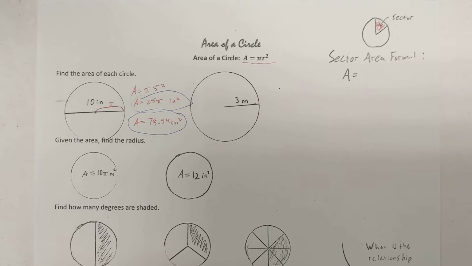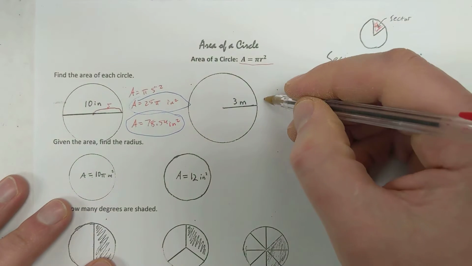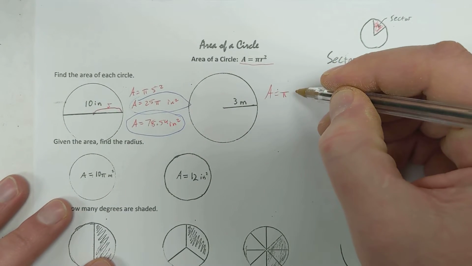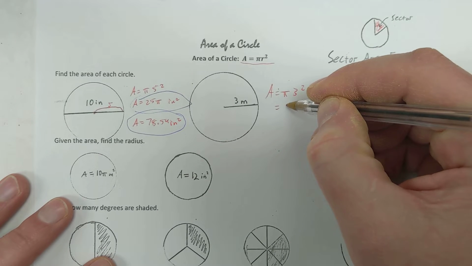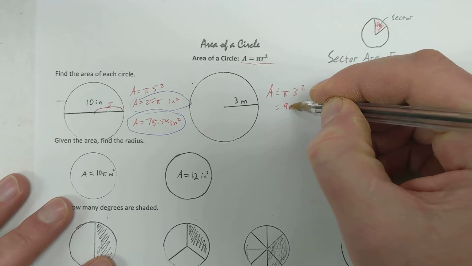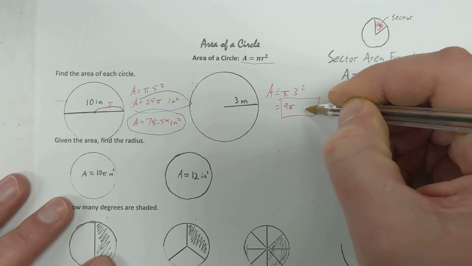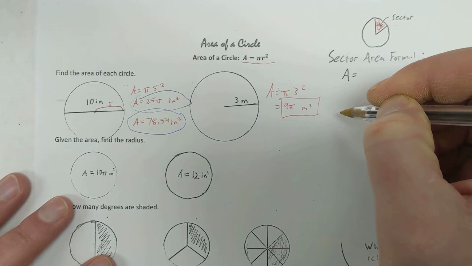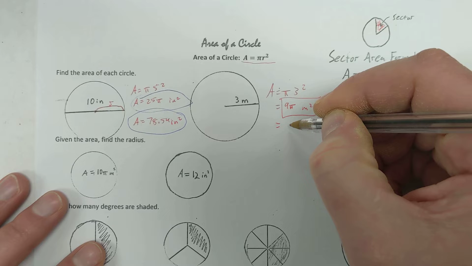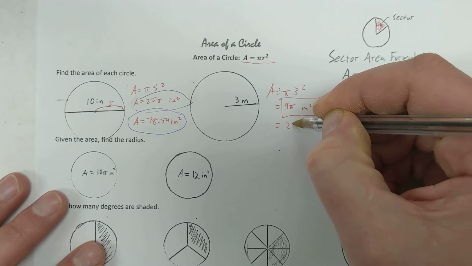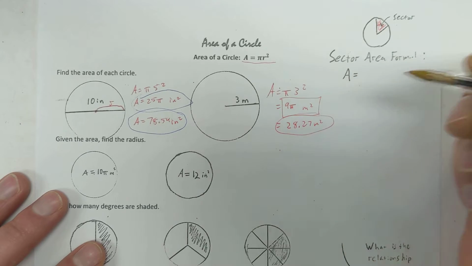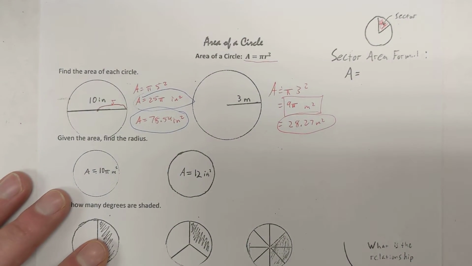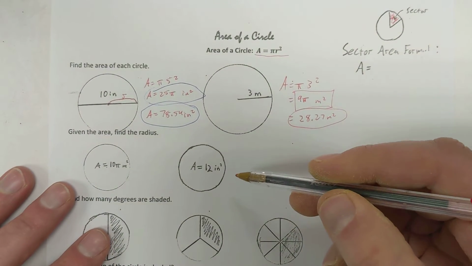The next one, same thing. Area is pi r squared. So 3 squared is going to give me 9 pi, and that's a correct answer right there. 9 pi square meters, or I can actually multiply it out, and 9 times pi is 28.27 square meters. That works too. The next one, we have to go backwards.